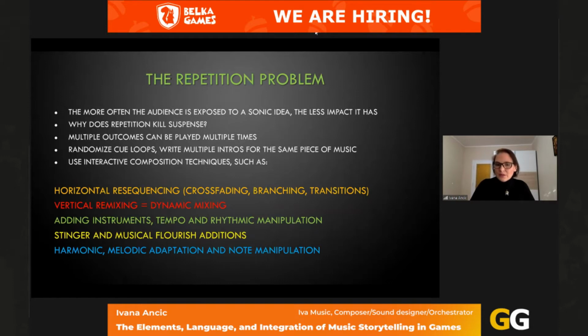We can use vertical remixing, which is actually dynamic mixing to increase the intensity. We can add instruments, manipulate tempo and rhythm. We can add singers and musical flourish additions. And we can also adapt harmonic, melodic, and note material to fit better to the game.